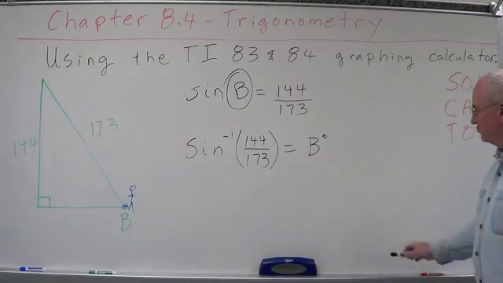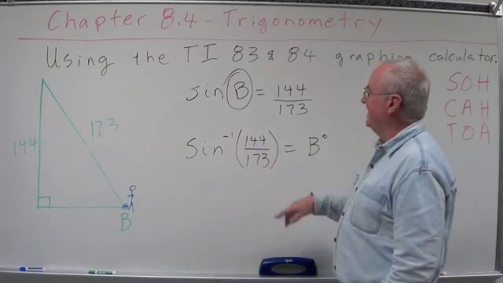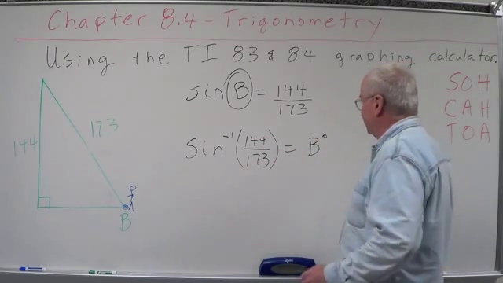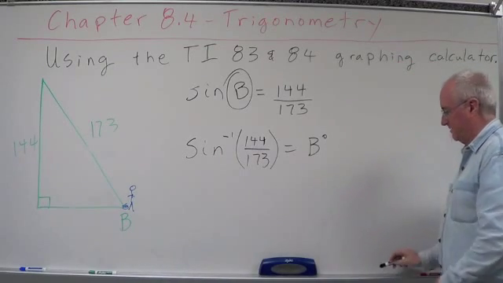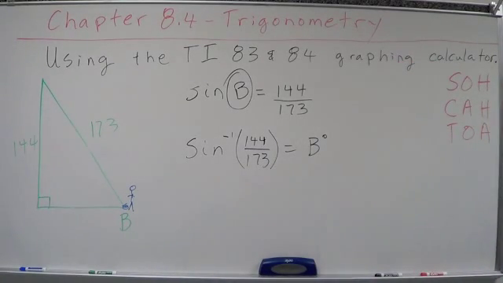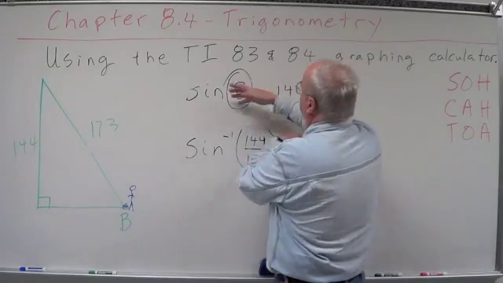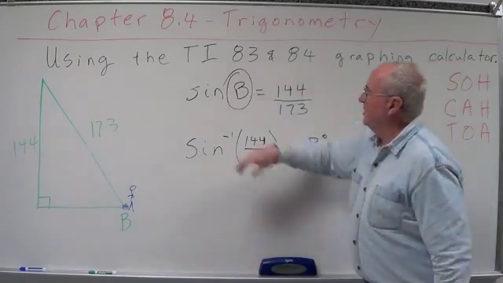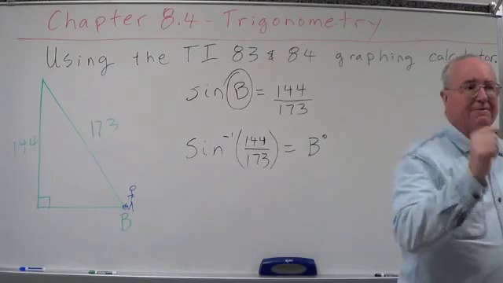It's written as sine inverse, sine to the negative 1 of 144 divided by 173 is this angle in degrees. Make sure your calculator is in degrees, otherwise you're going to be coming up with something strange. So how do we put this into our calculator? What we've done is we've just simply changed places with this. We know what the sine is. We want to know what the angle is. Anytime we want that, we're going to be taking the second function.